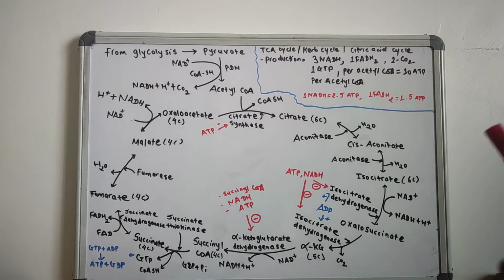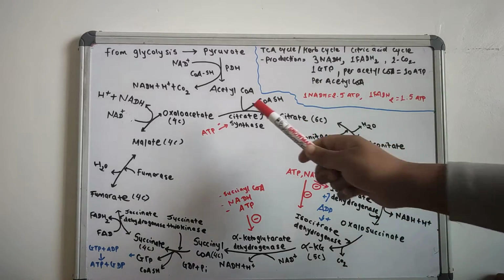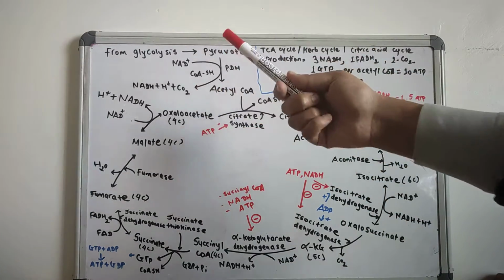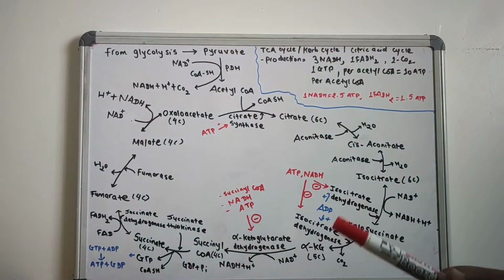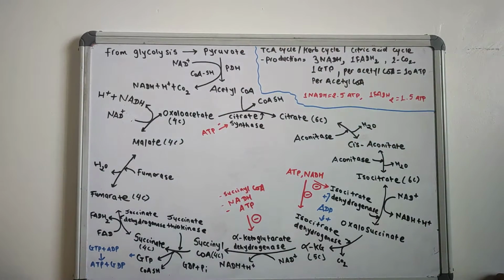Hello everyone. Today we are going to read about the Krebs cycle or citric acid cycle. This is also called the TCA cycle. The TCA cycle commences after the formation of acetyl coenzyme A by the action of the enzyme pyruvate dehydrogenase on the substrate pyruvate.